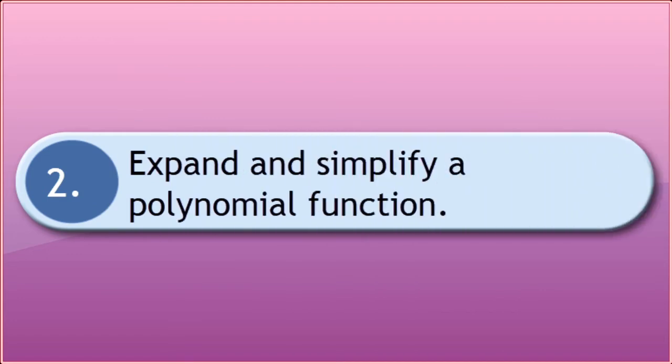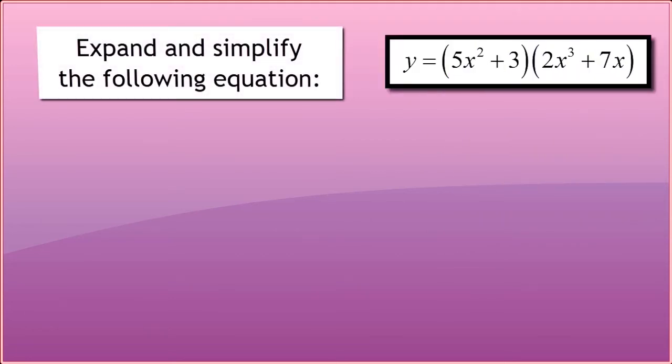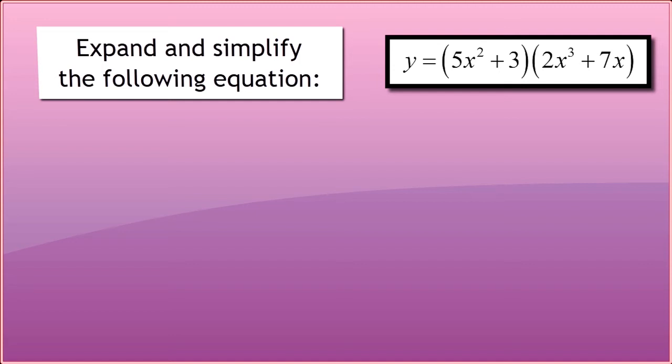Number 2. You should be able to expand and simplify equations into polynomials. Let's try an example. Consider the equation y equals 5x squared plus 3 times 2x cubed plus 7x. Pause here if you would like to try the example yourself. We can expand and simplify this equation into a polynomial using the FOIL technique.